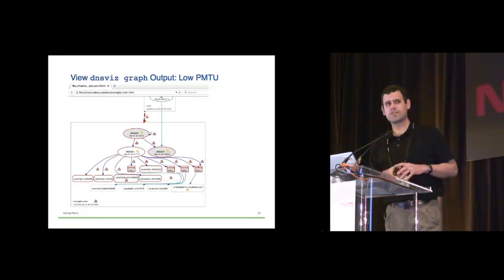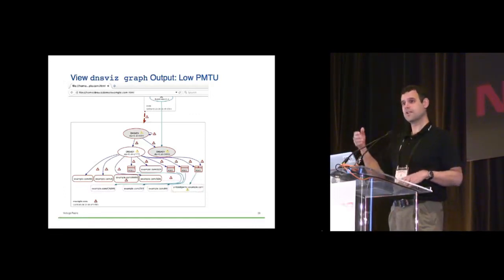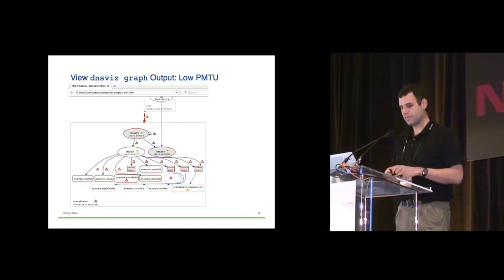Why was that response so large that it had this problem? What else did it have in it besides the SOA record? It had the NSEC records and the signatures that went along with them, and those were enough to bump it up above that 512 limit.